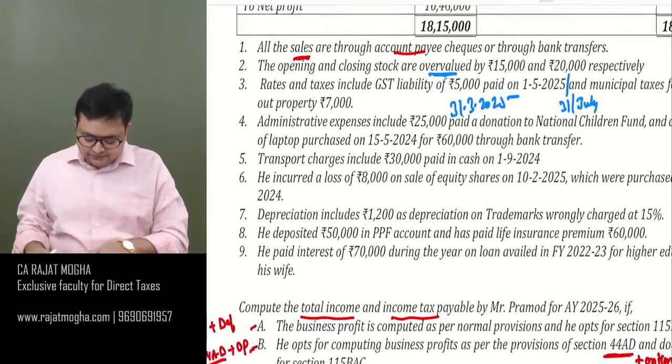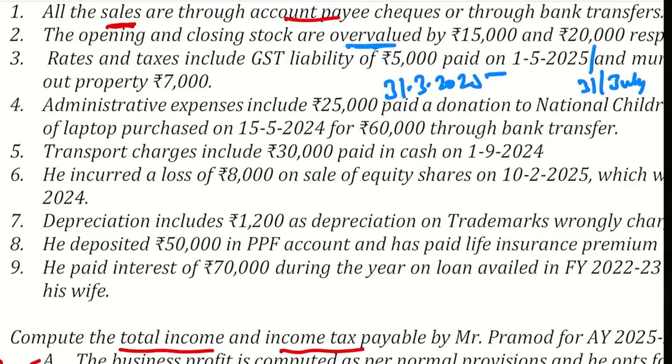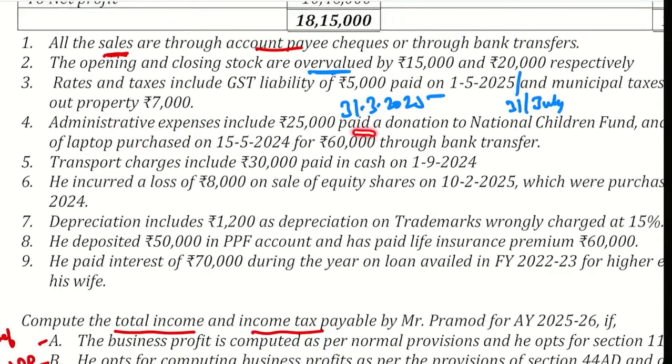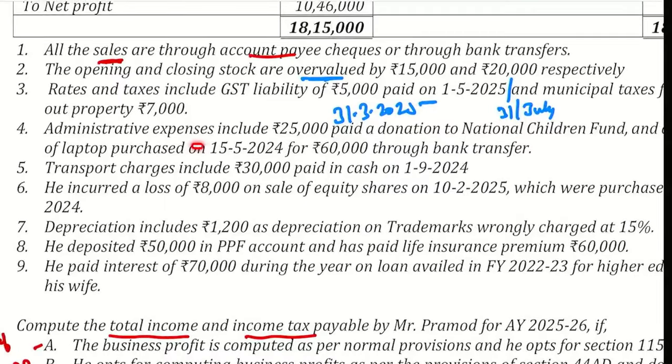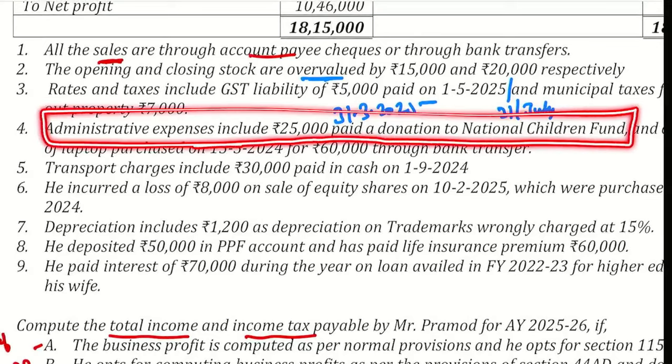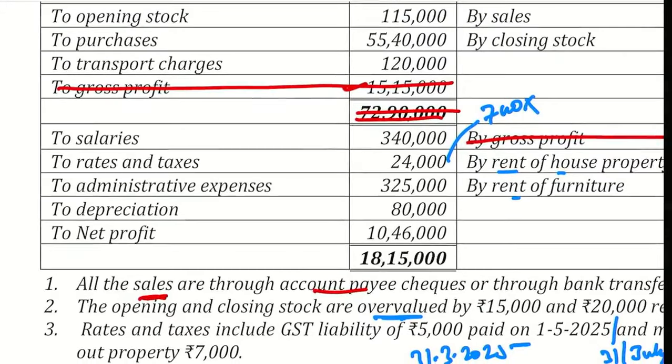Now let us come to the fourth point. Very good, Darshni. Admin expenses include 25,000 paid as a donation to the National Children Fund. I'm not reading the remaining line, I'll do it one by one. So admin expenses include 25,000 paid as a donation to the National Children Fund.